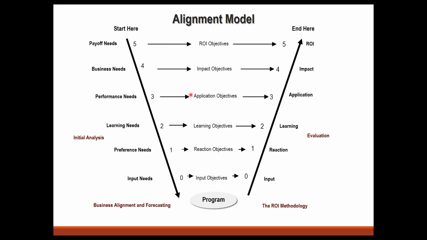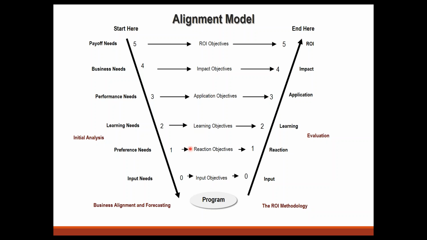Okay. You have application objectives. Those objectives are going to reflect the need for the supervisor to have that crucial conversation. So we have to define what that looks like. Your learning objectives are going to be around what they need to know about crucial conversations so they can do what we want them to do. And then your reaction objectives are going to have to be around buy-in.